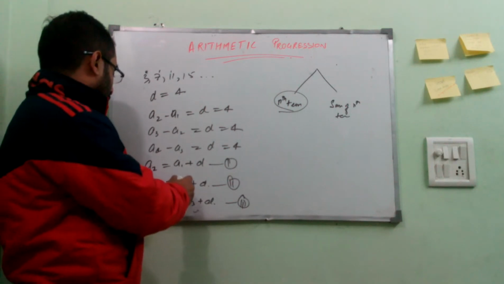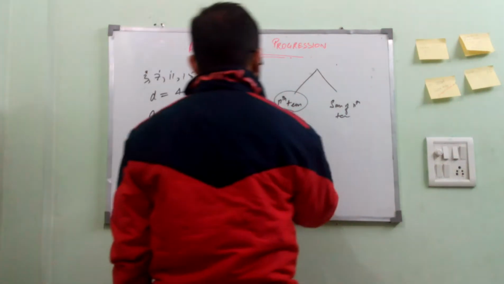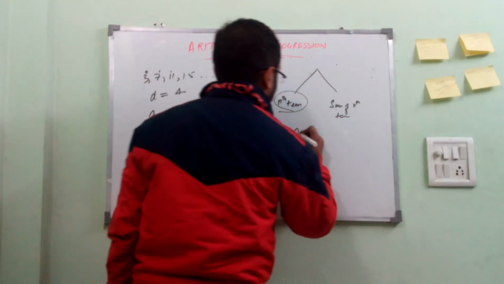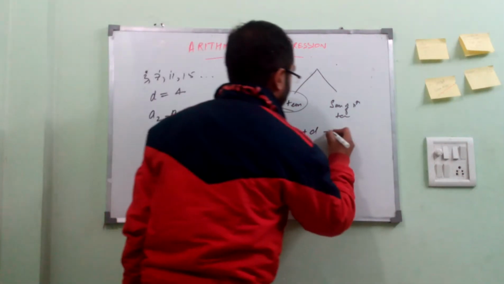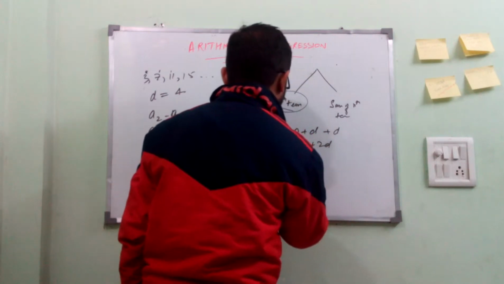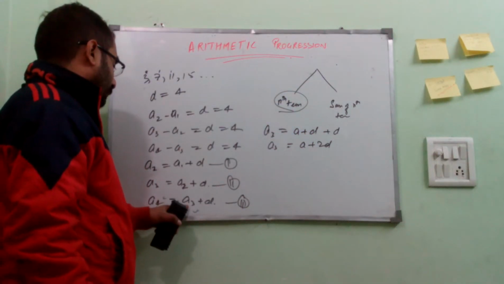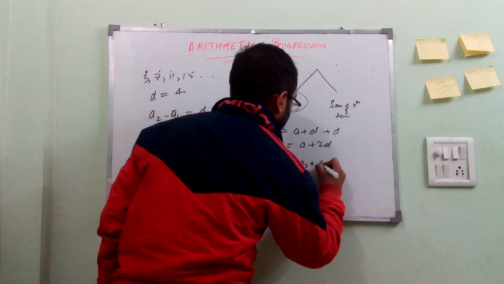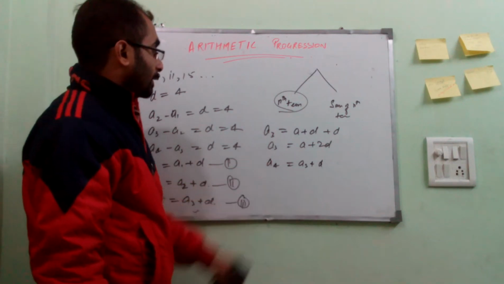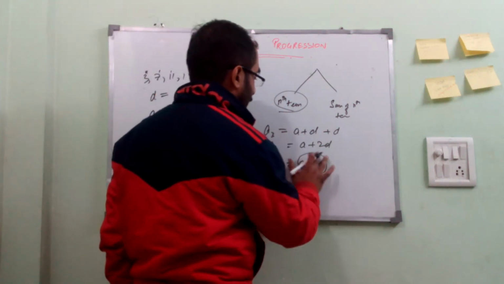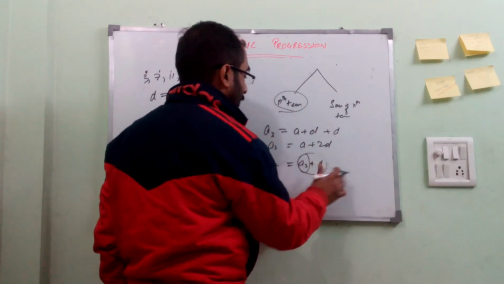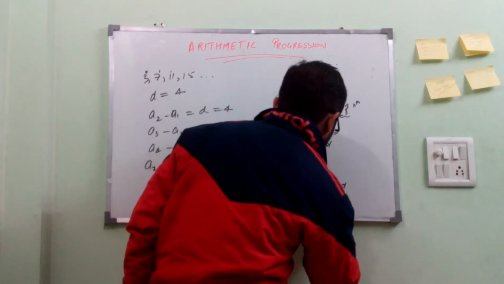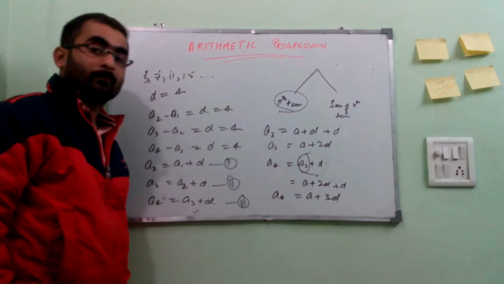If I put the value of A2 over here, what I find is A3 is equal to, instead of A2, I write A1 plus D. A1 plus D instead of A2, and plus D. So it will be A1 plus 2D. So this is A3. Now A4 is given as A3 plus D, right? So if I put the value of A3 over here, what I find is A plus 2D plus D, which is equal to A plus 3D. That is A4. Clear?